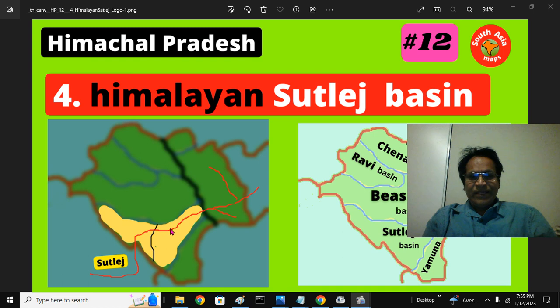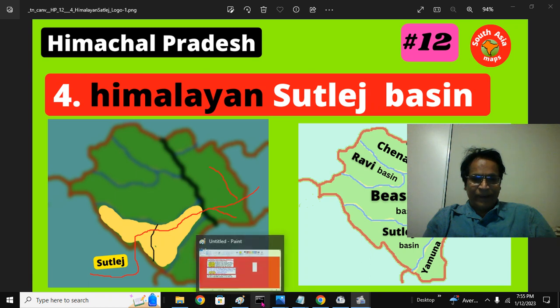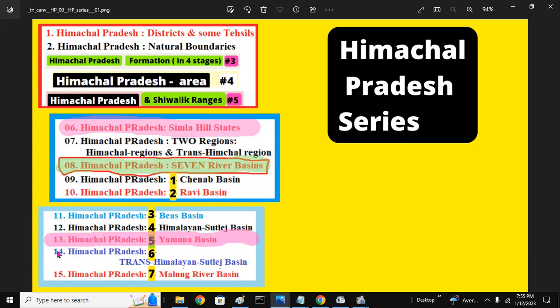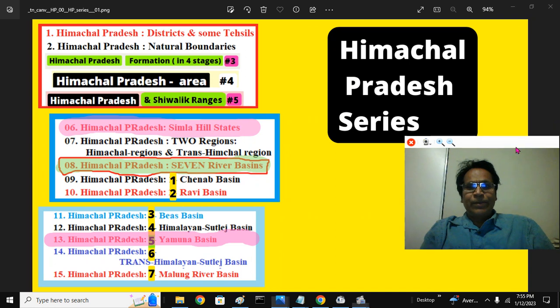This is the cis part. This is the trans. Sutlej is in two parts. This is the Great Himalayas. This is the Trans Himalayan Himachal Sutlej, Trans Sutlej. This is the cis Sutlej. We are looking at the cis Sutlej part today, in our Himachal Pradesh series.